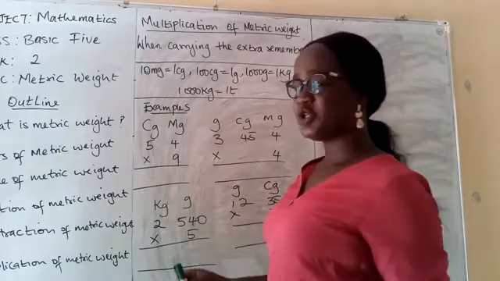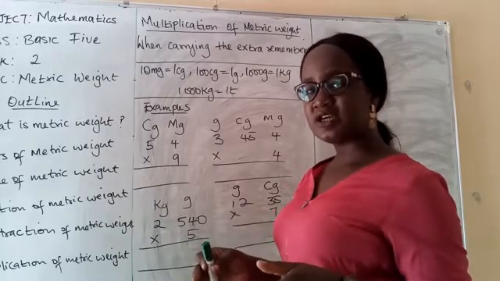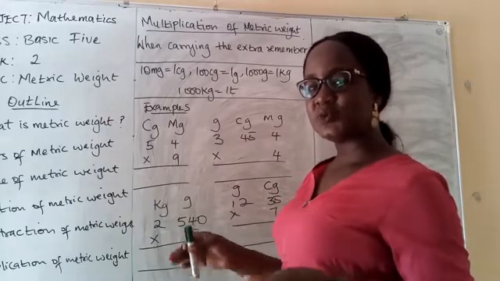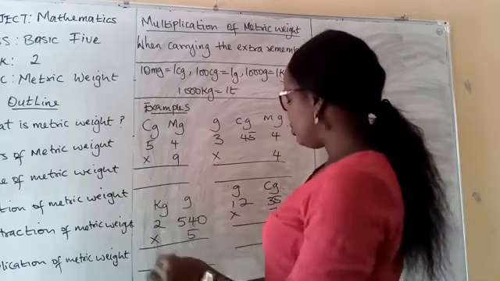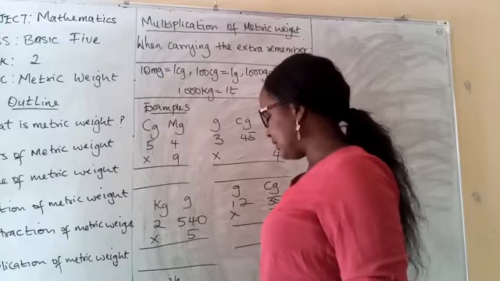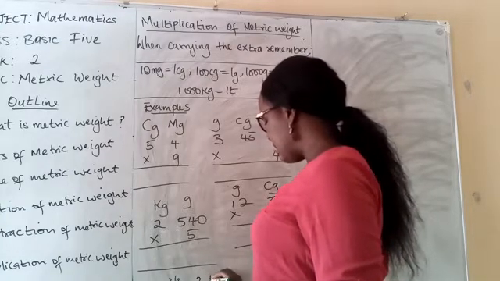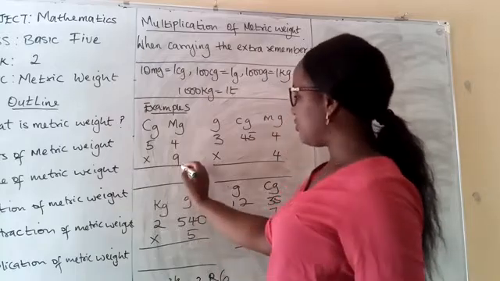Remember the relationship between the two. 10 milligrams will give you 1 centigram, right? Talking about how many centigrams we have in 36, you need to do 36 divided by 10. So that will give you what? 3 remainder 6. You know how we do it, right?